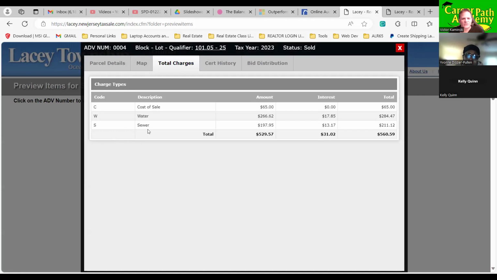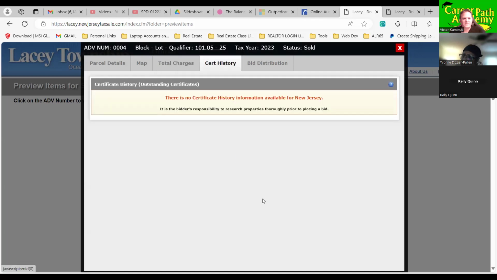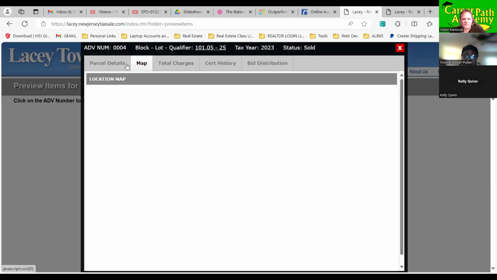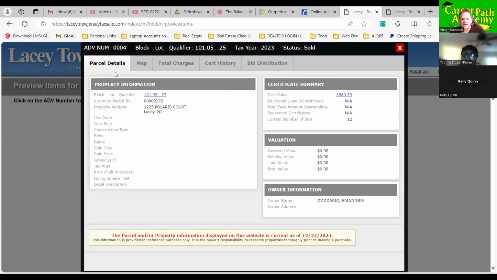Yeah, it's water and sewer. So they have a water and sewer bill, and it comes up to $560. Okay, let's see the certificate history. There was no sale here. There were no prior sales, bid distribution. Yeah, but somebody did pay these taxes, because you can see it was sold. So somebody bought the tax at the tax auction. Somebody paid for this, and I would too, for $560 that somebody didn't pay.